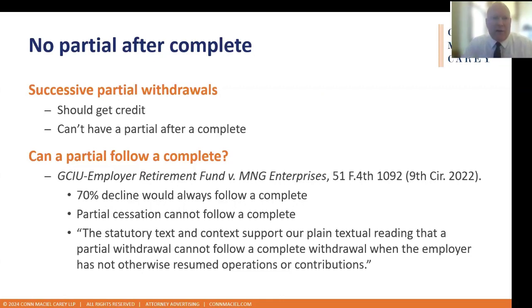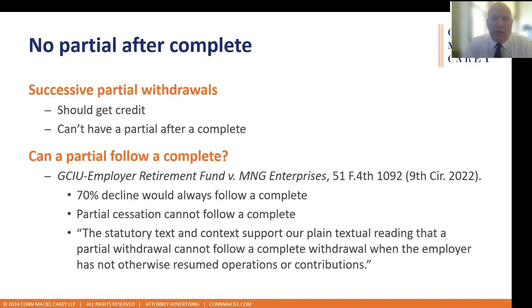Know that if there are successive partial withdrawals, again, you should look for the credit, and pay attention to this, because this has actually come up in at least one case. You can't have a partial withdrawal after a complete. So remember I said that you can have a partial withdrawal if you have a 70% decline for 3 years in a row.